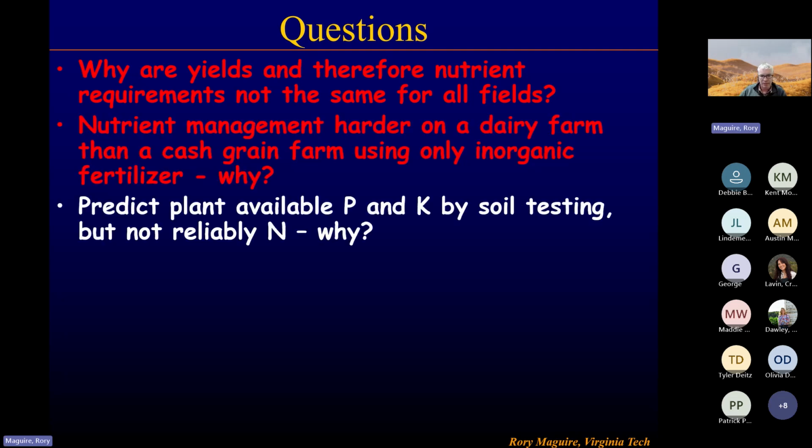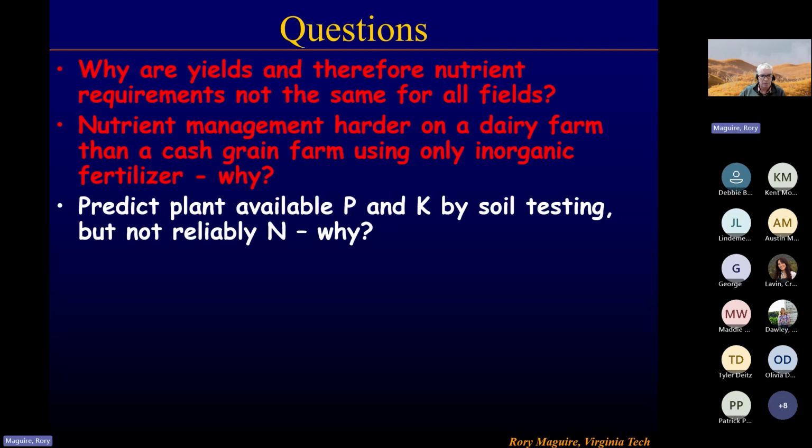Okay, we predict plant available phosphorus and potassium by soil testing, but not reliably nitrogen. Why do you think that might be? Any thoughts at all, Stephanie? There was one for the last question, but it kind of applies to this one too: it releases at different time intervals, and nitrogen is very mobile in the soil.